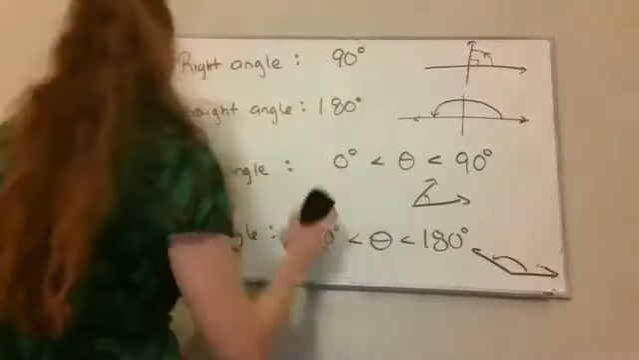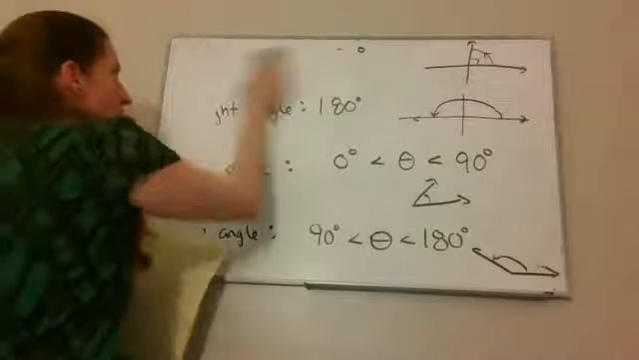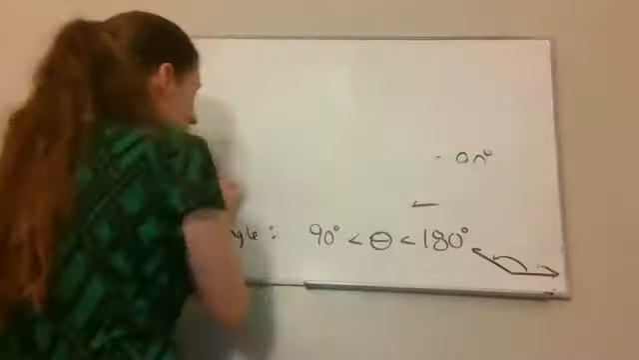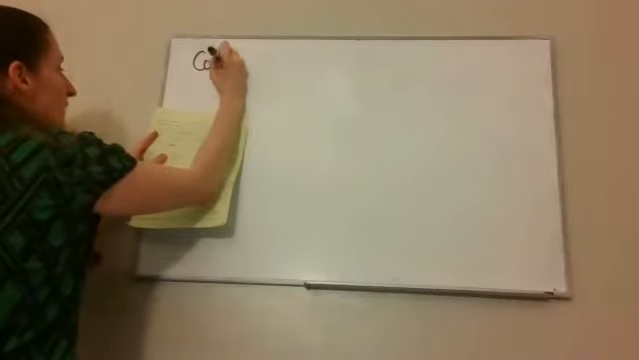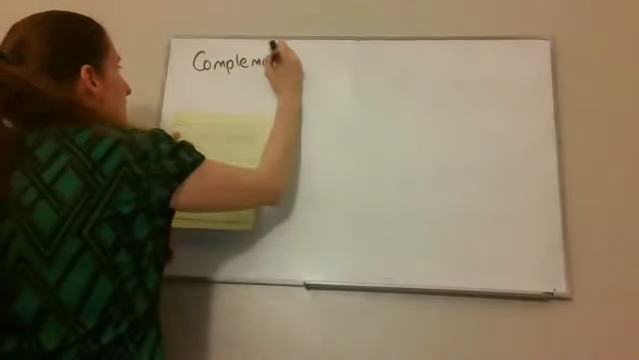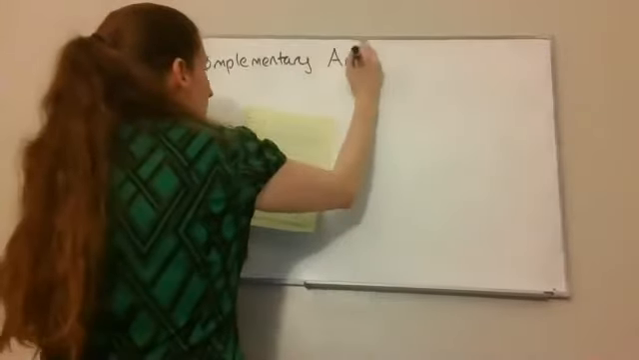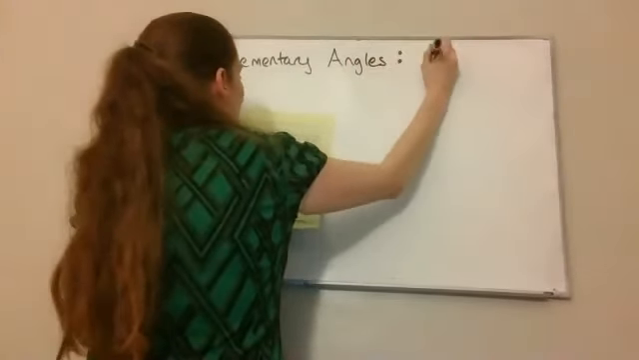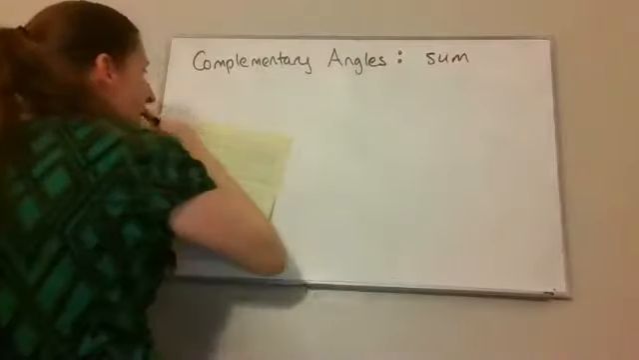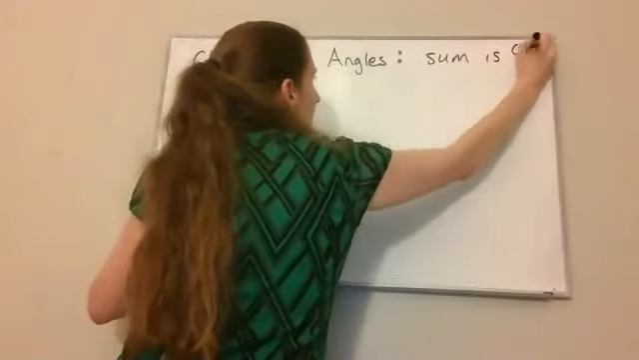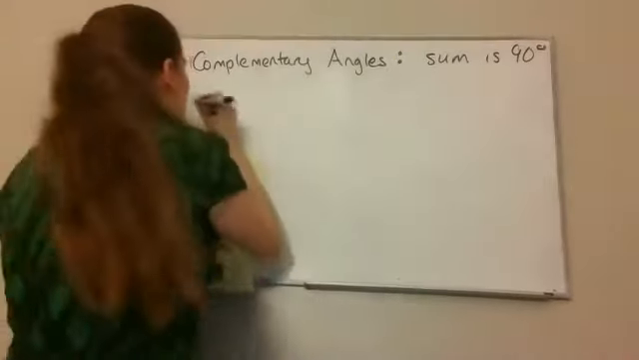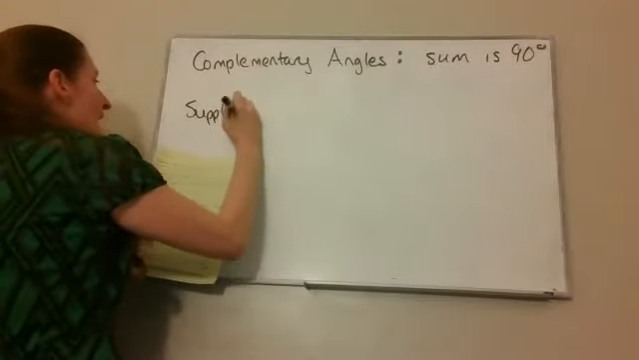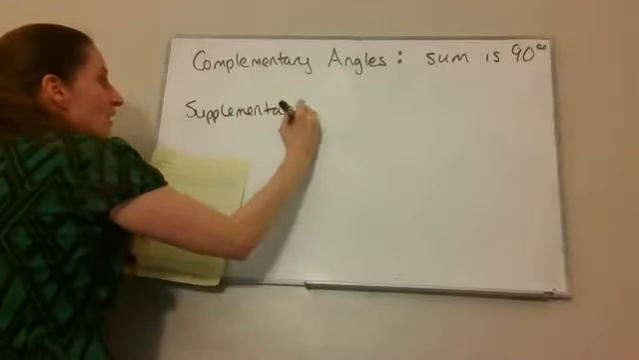Now, from previous classes, like if you've had a geometry class at some point, you probably know a lot of this stuff already, and you also know what complementary and supplementary angles are. But just in case, let's define those. Complementary angles are angles where the sum is 90 degrees. So it's two angles that when I add them together, I get exactly 90 degrees. Supplementary angles add up to 180 degrees.